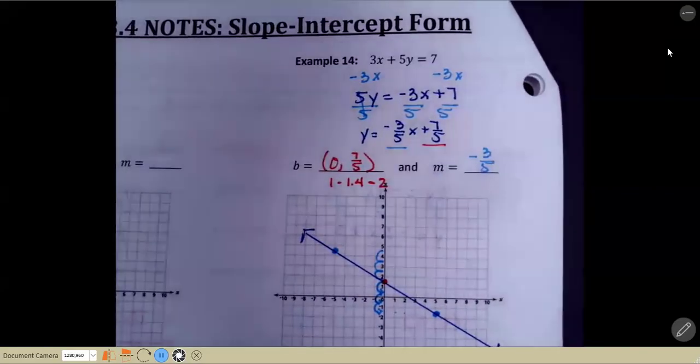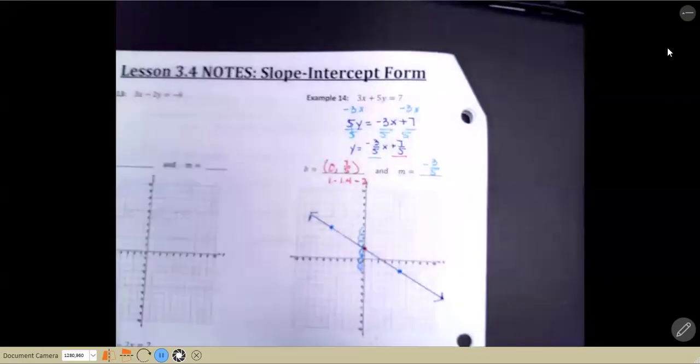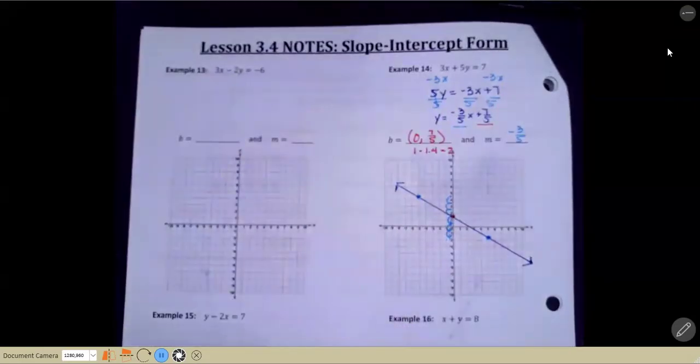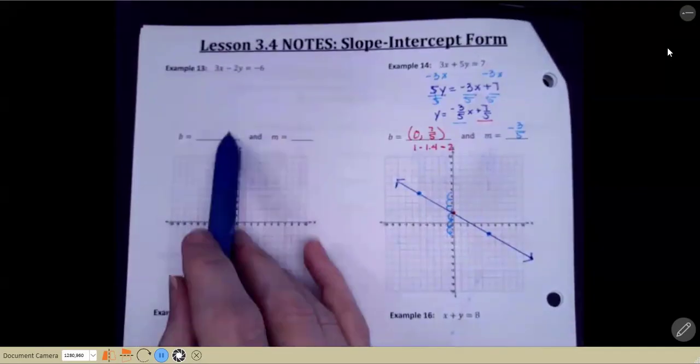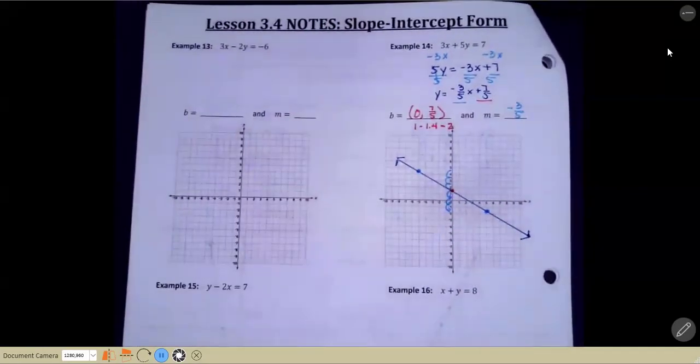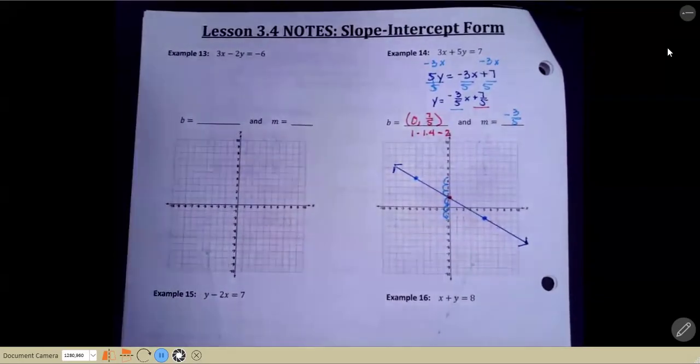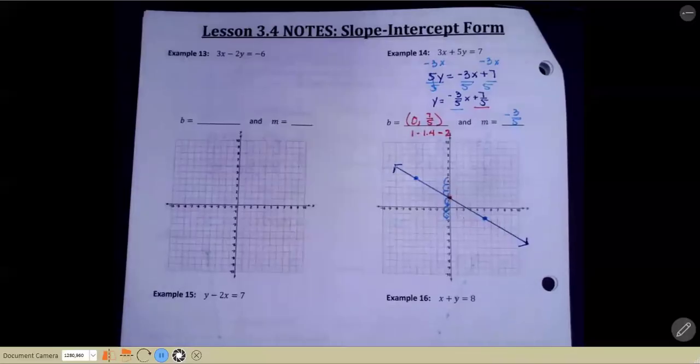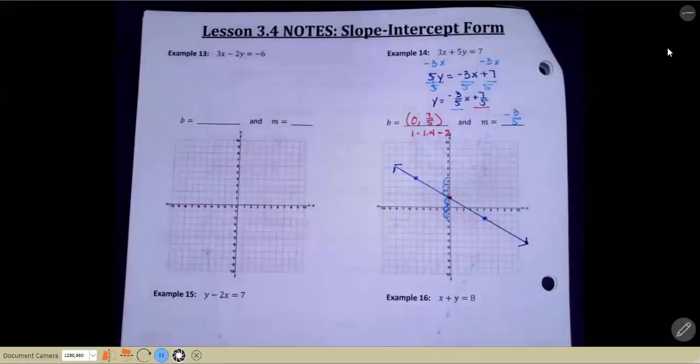Okay, what I would like you to do now, just for more practice if you need it, is to do examples 13, 15, and 16. I'm going to pause the video, and when I come back, I'm going to show you the answers to all of them. Okay, so you should have worked on these. If you didn't, pause the video and you can continue working. And then when you're finished, you can check your answers.